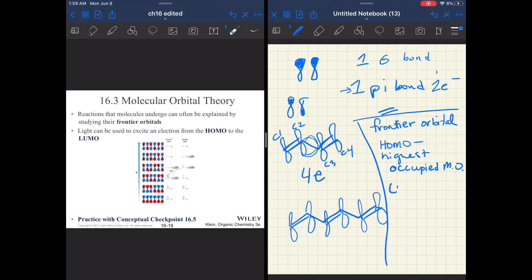Oh, and then LUMO is also really important. That's your lowest unoccupied molecular orbital. Why are these so important? Well, when a reaction happens, what electrons are going to be most likely to be involved? It's going to be those electrons that are highest in energy. If something is accepting electrons, where are they going to go? They're going to go to the lowest energy molecular orbital. So you need to know these definitions, and it is going to come up again later in our conversation about Diels-Alder.